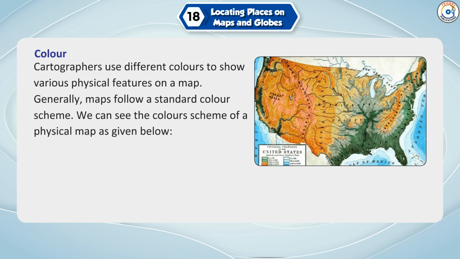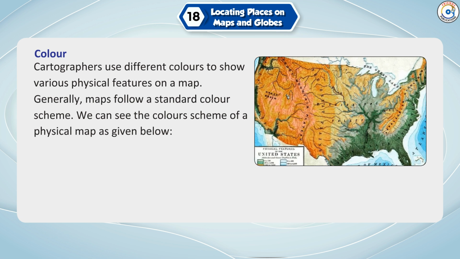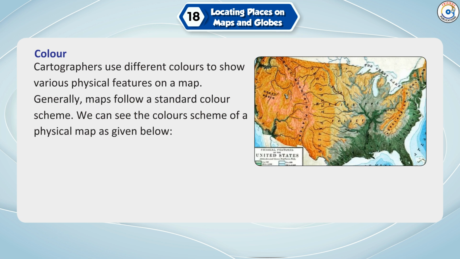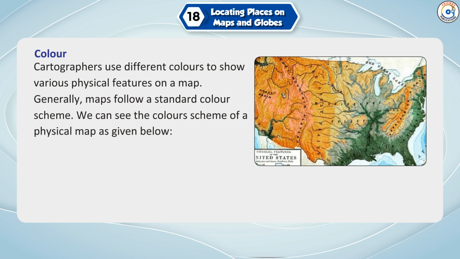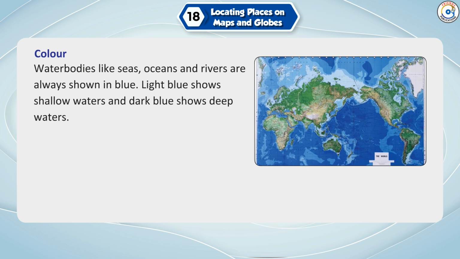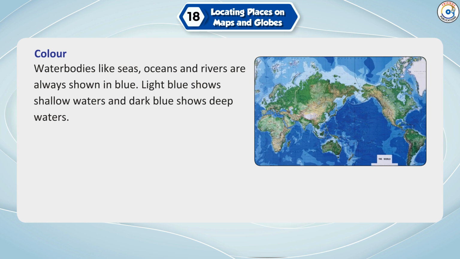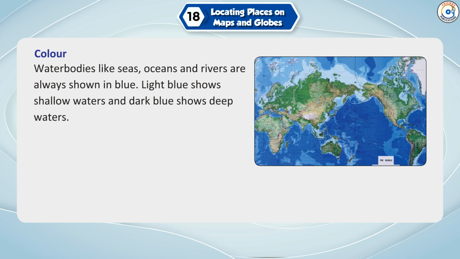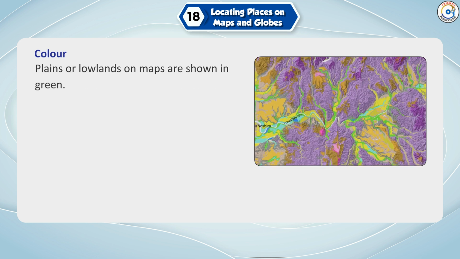Color. Cartographers use different colors to show various physical features on a map. Generally, maps follow a standard color scheme. We can see the color scheme of a physical map as given below. Water bodies like seas, oceans and rivers are always shown in blue. Light blue shows shallow water and dark blue shows deep waters.